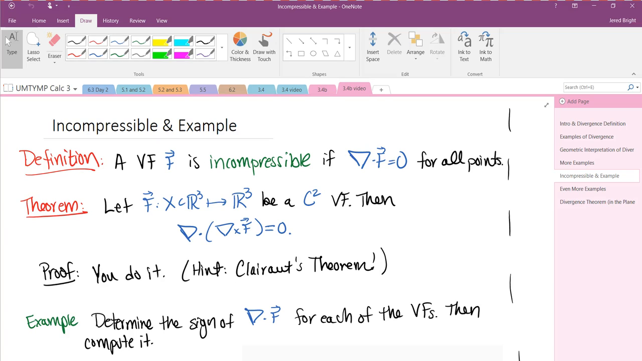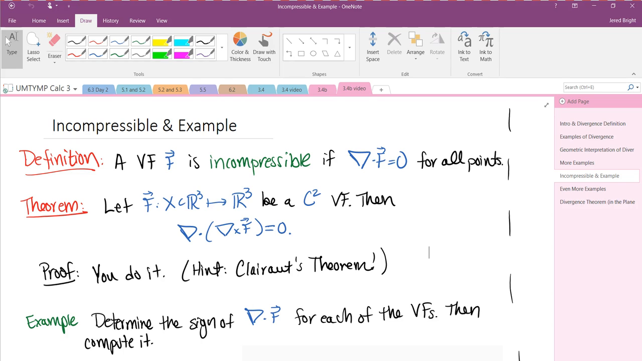Alright, so I said I was going to come back to that idea of the divergence being zero. We think of the vector field as being incompressible. That's the language that we use. Just a vocab term. Again, that captures the idea that the infinitesimal net flow is zero.